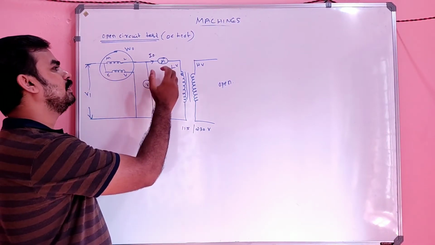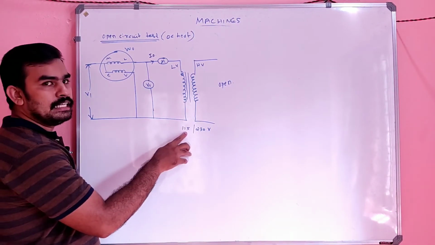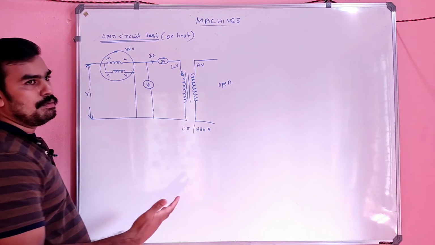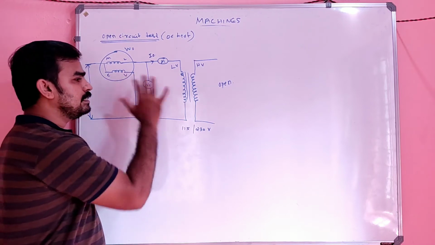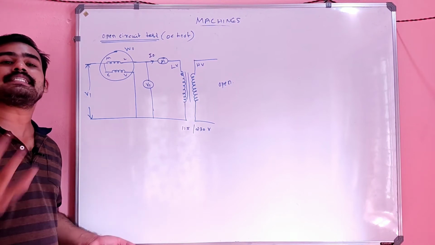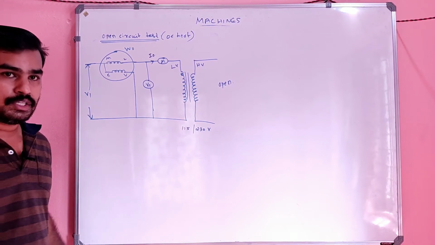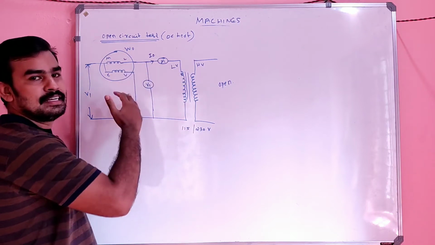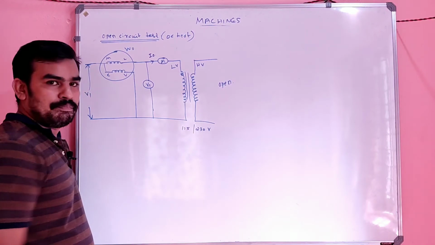Why do we connect all the instruments on the LV side and keep the HV side open for this test? On the LV side, the values of the voltmeter, wattmeter and ammeter will be very small. If you did the same test on the HV side, you would need to connect larger rating wattmeter, voltmeter, ammeter, etc. Clear? So that is the main reason for doing this OC test on the LV side, the low voltage side, and keeping the HV side open.